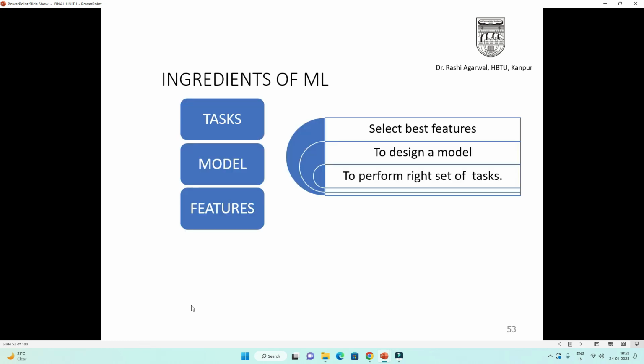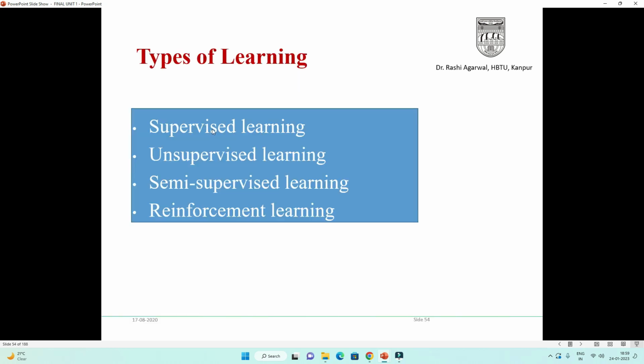So just to reiterate, we were trying to select the best features to be able to design a model to perform the right set of tasks needed. And from the features we were trying to learn. So there were different types of learnings that I was talking about. I had discussed supervised learning and today I will discuss unsupervised learning.